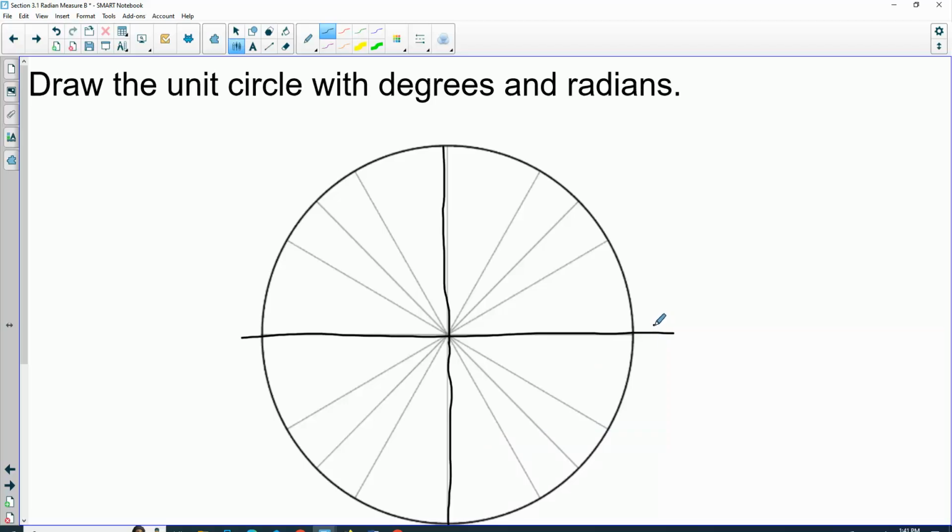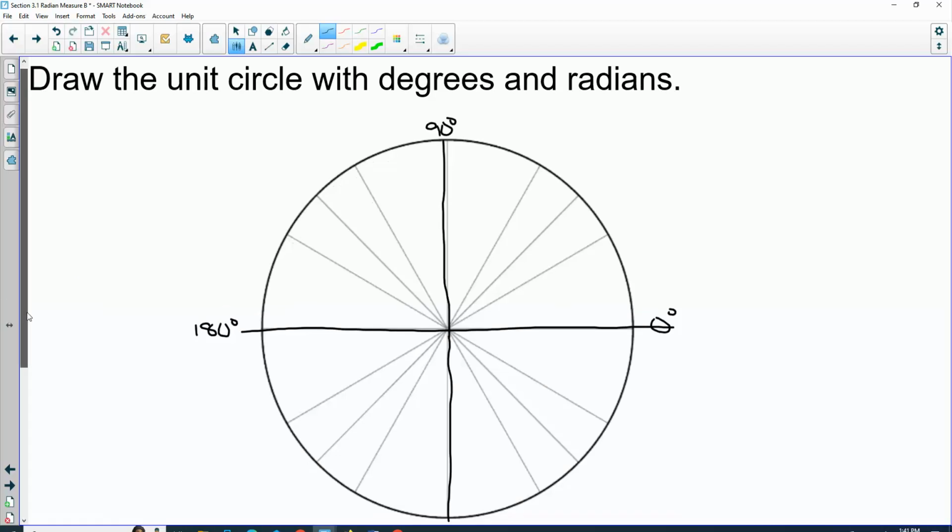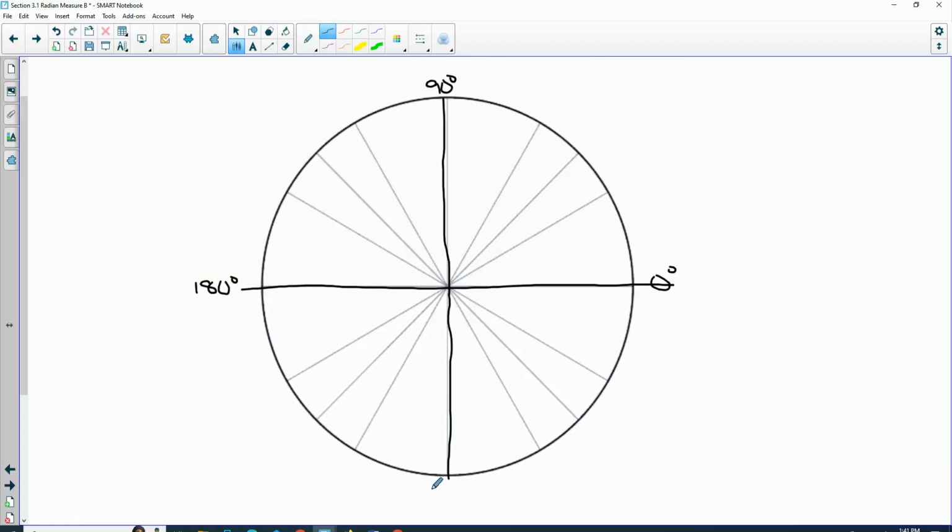This would be 0 degrees. What's this going to be? This one would be, then this would be 270 degrees. Okay. The other lines that we have measured off.